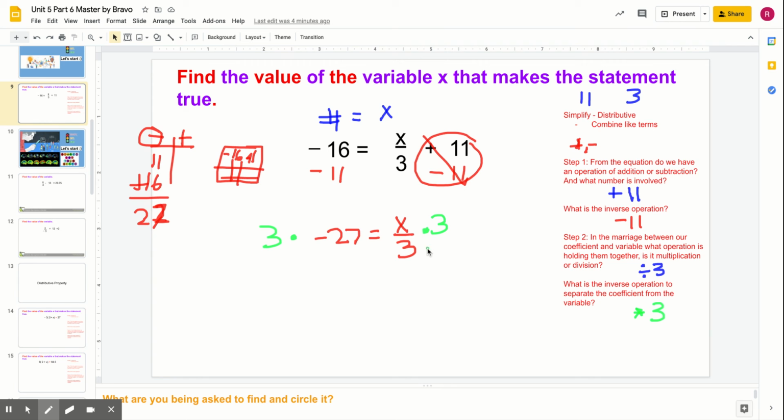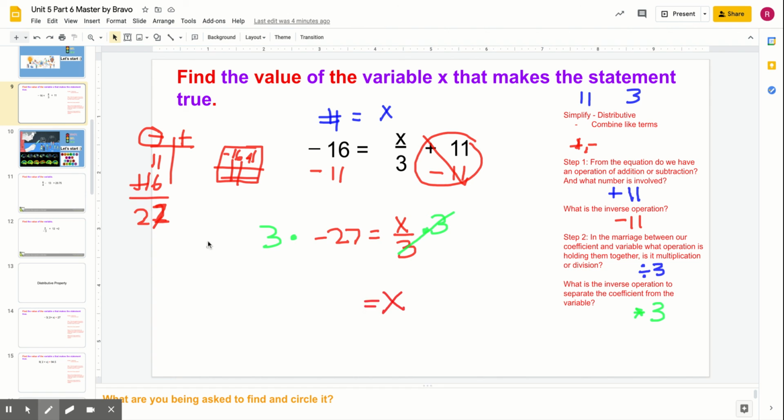Please do not include the times 3 in the bottom. That is not the correct way to get rid of 3. You have to make sure that that times 3 is on top with the x. That way you can eliminate 3 and it will go to 1 and it will leave you alone with x. X is now equal to a multiplication problem between a positive 3 and a negative 27.